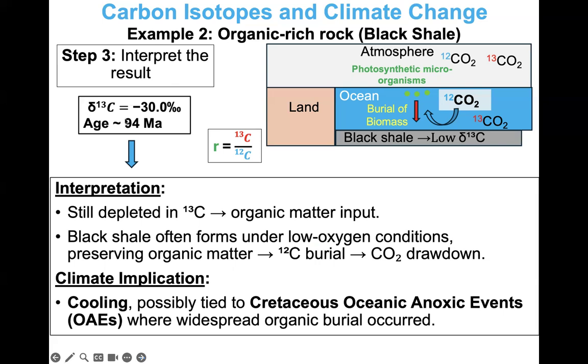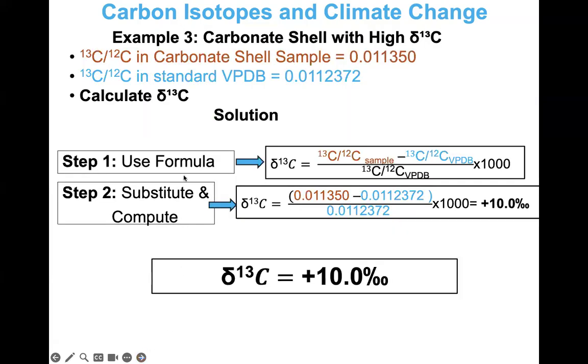So again, this number you got here means we have depleted 13C, which means you have more C12, a lower ratio, lower delta 13C, which means you have the input of organic matter. How about this now? Carbonate shell with high delta 13C. So you have your sample, we have your value in this carbonate shell. We have the standard and they ask you to calculate delta 13C, same thing. Substitute the numbers and you get plus 10.